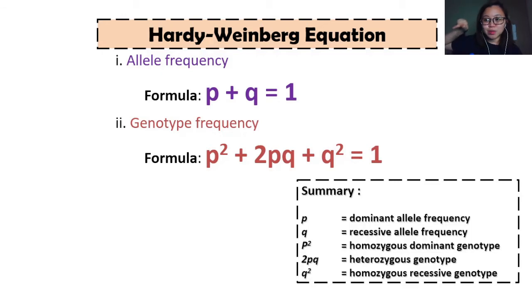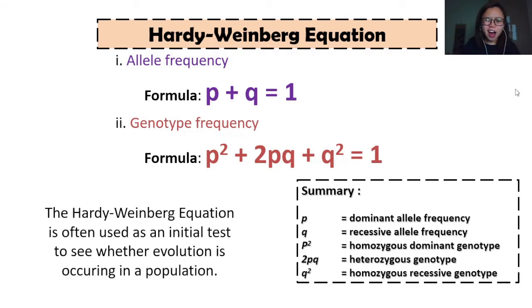Because that is what is being used in the Hardy-Weinberg equation. Now, the Hardy-Weinberg equation is often used as an initial test to see whether evolution is occurring in a population. Kita akan gunakan equation ini, 2 equation ini, ke atas sesuatu populasi yang kita sedang kaji. Kalau kita dapat gunakan equation ini, P plus Q sama dengan 1, bukan 1.02, bukan 0.98, that means this population is in genetic equilibrium. There is no evolution happening in this population.